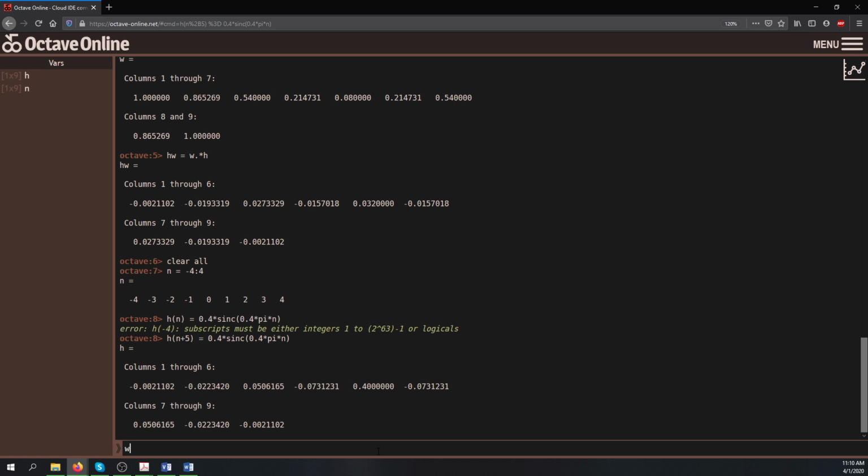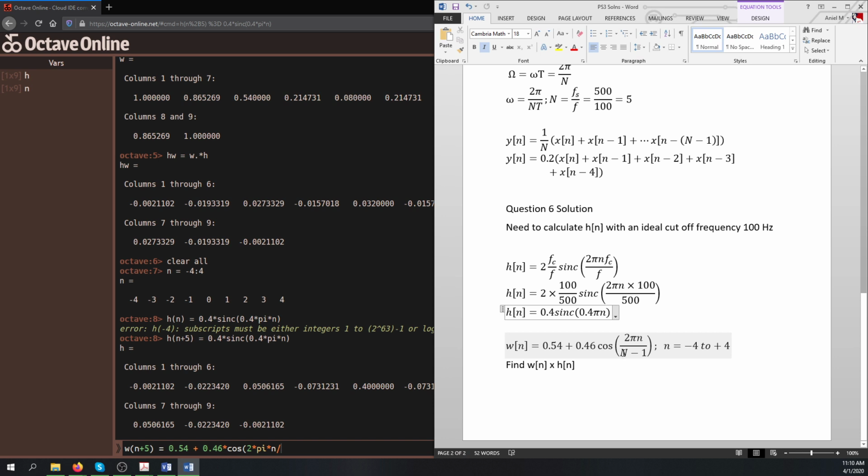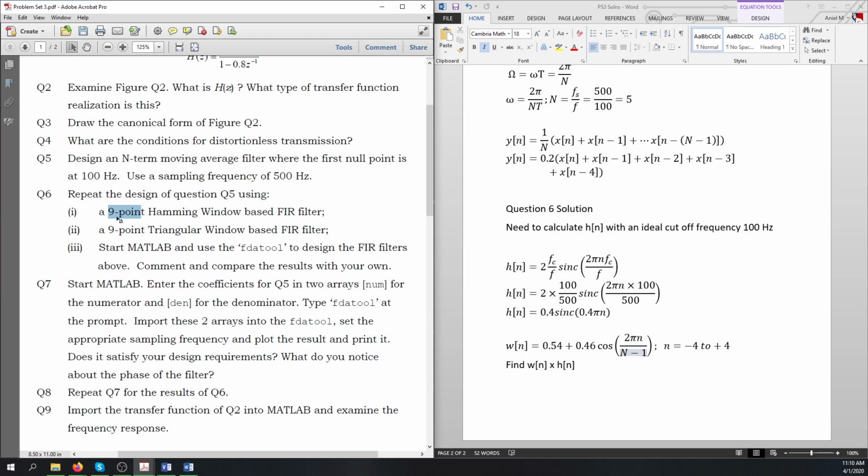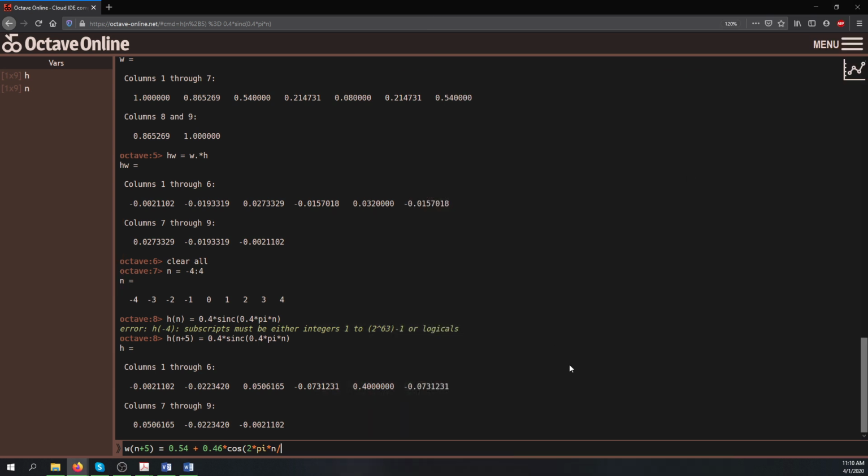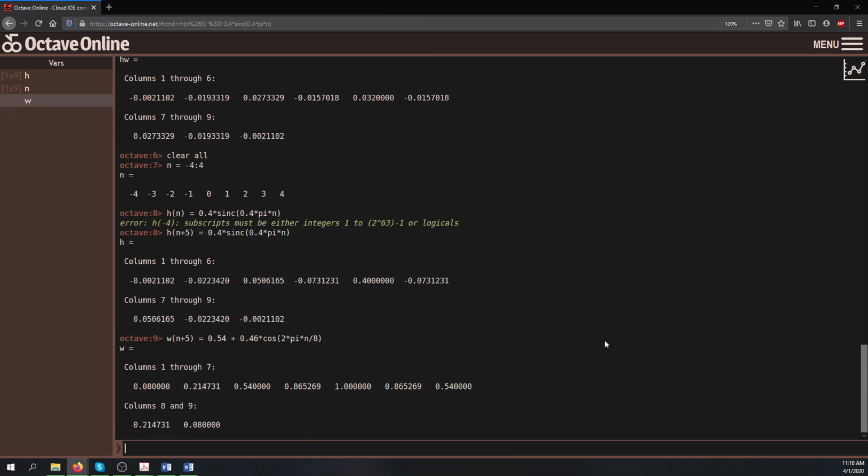Similarly with w, you need to do the same offset, otherwise it will complain. So this will be 0.54 plus, let me check back this, right, 0.46 multiplied by cosine of 2 pi n divided by N minus 1. Capital N here was 9 points, as we can see from our question. So 9 minus 1 here will give us 8, divided by 8 here. So we'll get our w vector here accordingly.